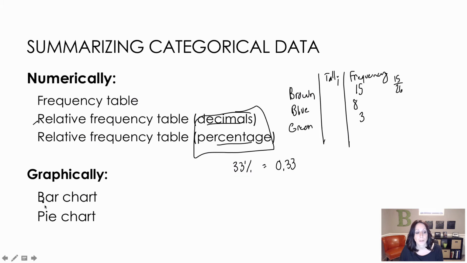Graphically, we would use either a bar chart or a pie chart. A bar chart is great because, of course, you can compare how high the bars are compared to each other. A pie chart is great if you're looking at parts of a whole. So if I'm looking at, say, my budget, and this is how much I spend on my home, etc., and this is my car, etc., it's easy to just look at that picture and get a sense for where you're spending all of your money. So a pie chart is great if you're looking at parts of a whole.